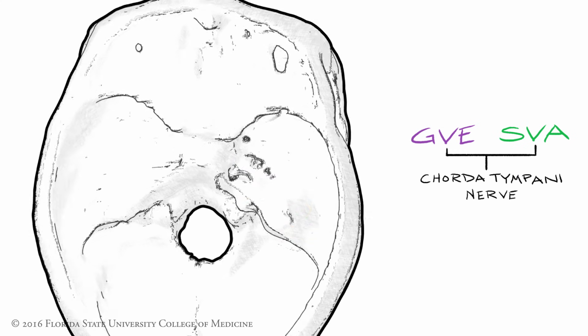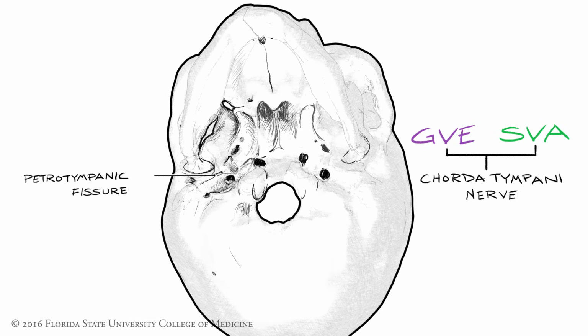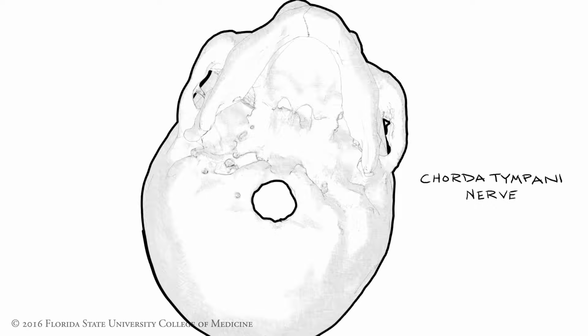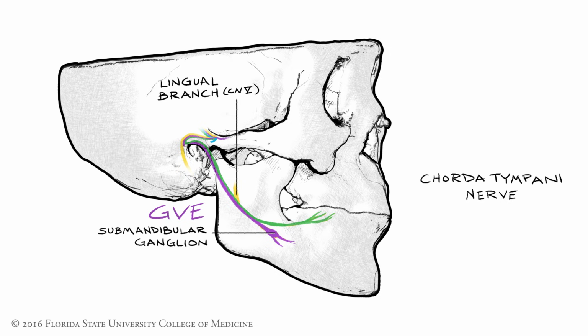Chorda tympani exits the skull by passing inferiorly through the petrotympanic fissure to enter the infratemporal fossa. Here, chorda tympani joins with the lingual branch of cranial nerve 5, and together these nerves travel anteriorly deep to the mandible. Along the way, the GVE fibers diverge to terminate in the submandibular ganglion. From here, postganglionic neurons distribute to the submandibular and sublingual salivary glands.